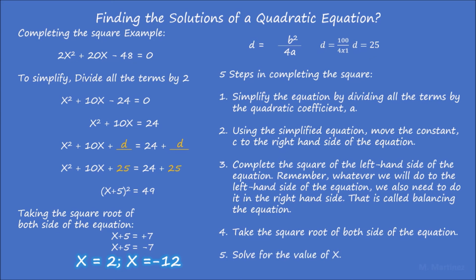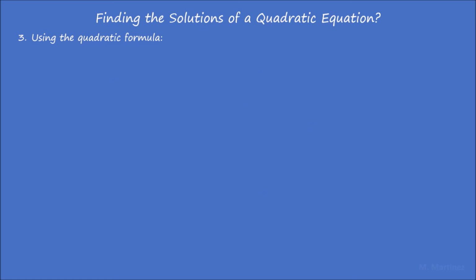Now, let's go to the third way of getting the solutions of a quadratic equation, which is by using the quadratic formula. In the quadratic formula, x is equal to negative b, plus or minus the square root of the quantity b squared minus 4ac, all over 2a. a is the quadratic coefficient, b is the linear coefficient, and c is the constant. The plus or minus sign here indicates two operations. It means that x could be equal to the following solutions.